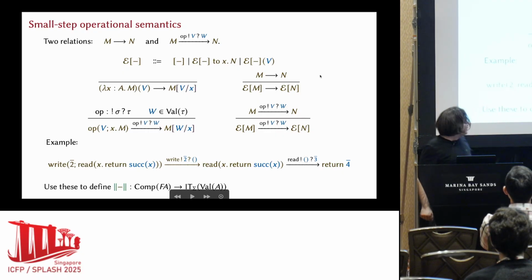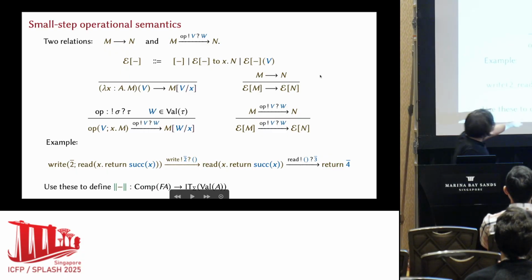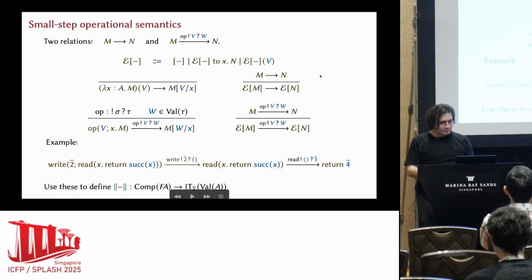That's it pretty much. Here's a reduction where the memory malfunctions. You send it, you write 2, then you read it, and you get back something else, so you return 4 in the end. You can use this to define a map that for each computation gives you an interaction tree, the thing you saw before.